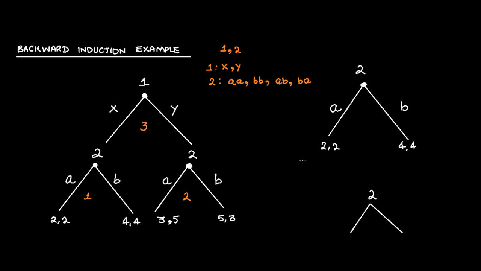Okay, so in sub-game 1, which is drawn here, player 2 is going to make a decision. Player 2 has to make a choice between the payoff of 2 and 4 here. So naturally he'll choose 4. That means he will choose B. So you will get rid of this node.